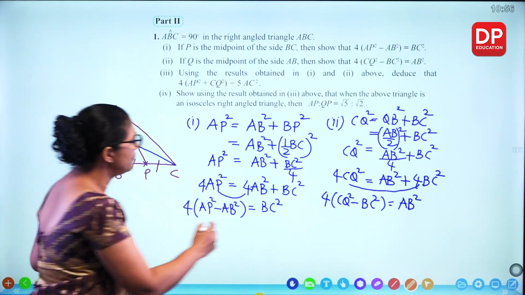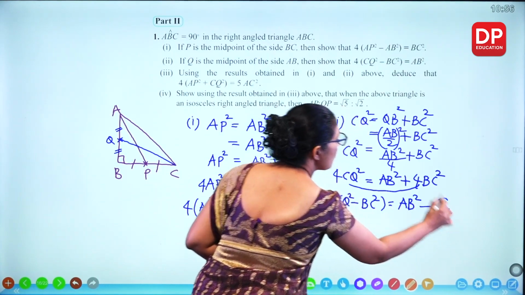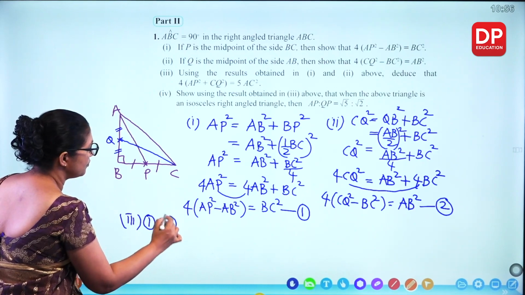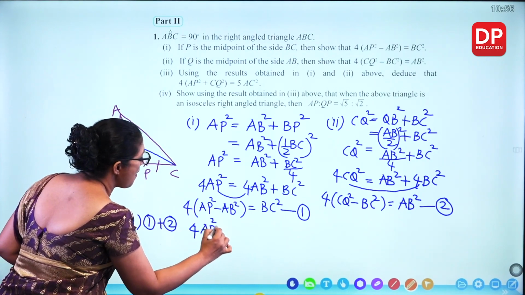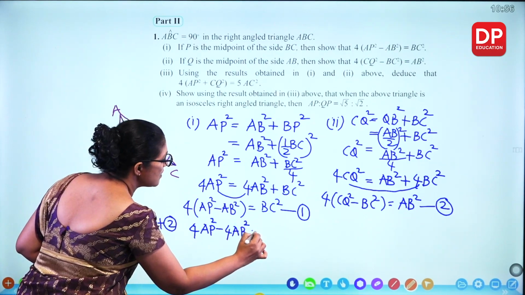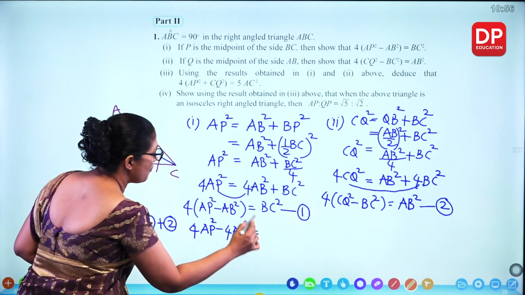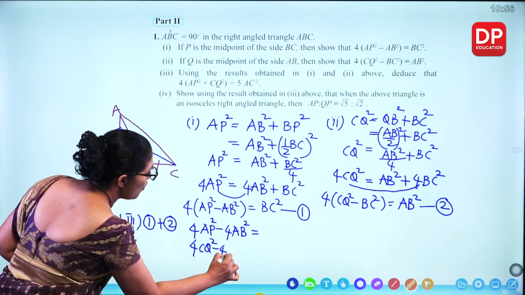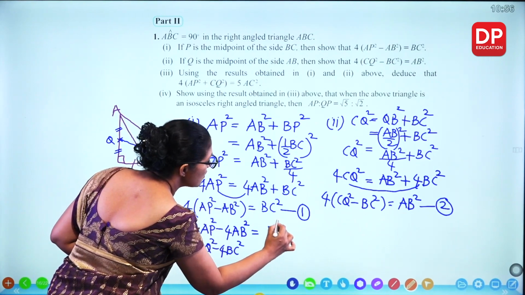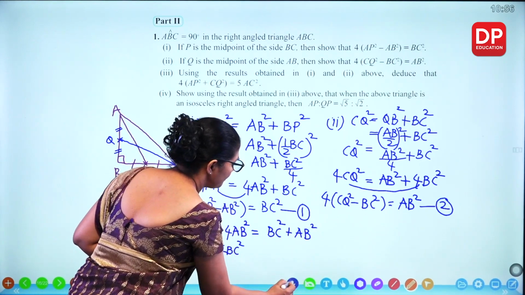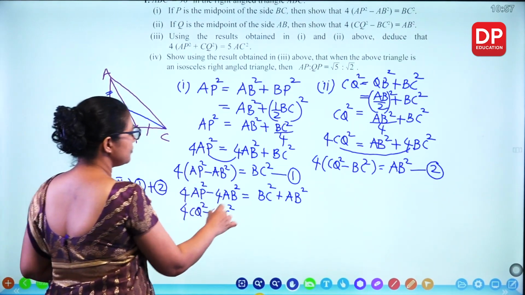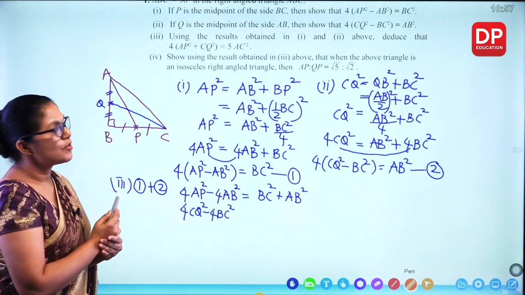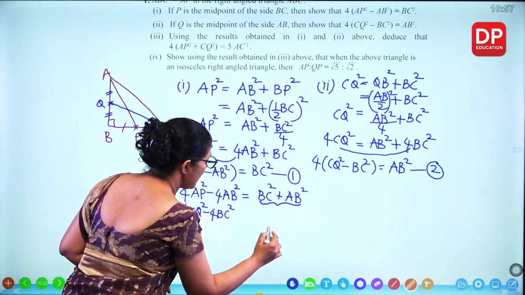Now we'll add these two, 1 plus 2. What happens when you add 1 plus 2? You get 4AP squared minus 4AB squared is equal to, on this side we are adding 4CQ squared minus 4BC squared. This side you get BC squared plus AB squared. Now what is BC squared plus AB squared? What you get? AC squared. Instead of this one I can write AC squared.